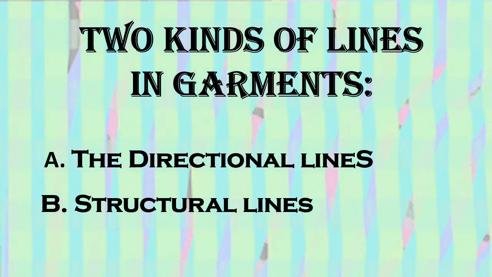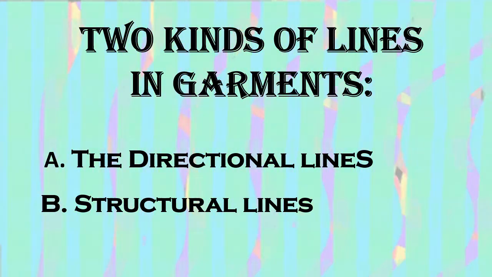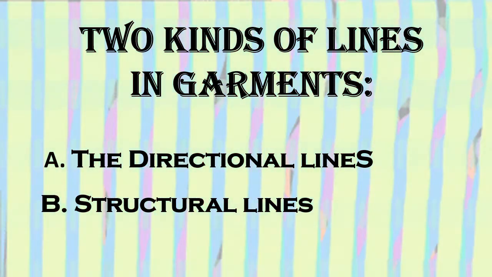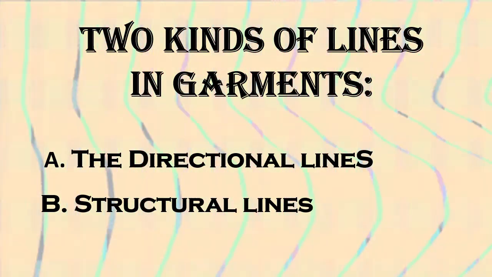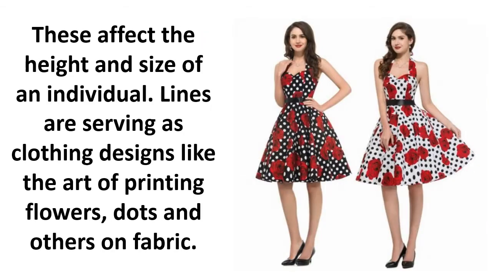Two kinds of lines in garments. Letter A, the directional lines. Letter B, structural lines. The directional lines, such as vertical, horizontal, diagonal, checkered, broken, and curved. These affect the height and size of an individual.